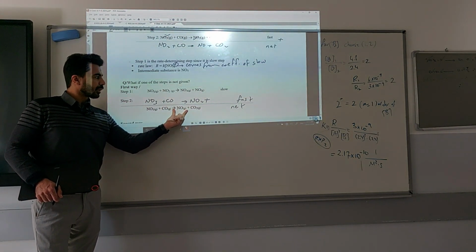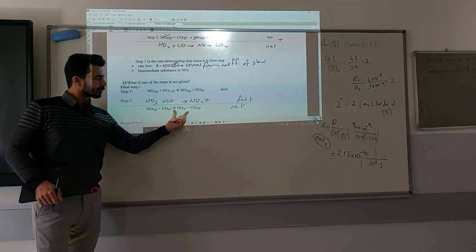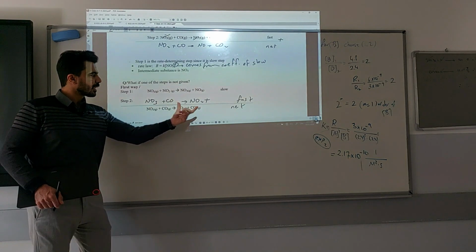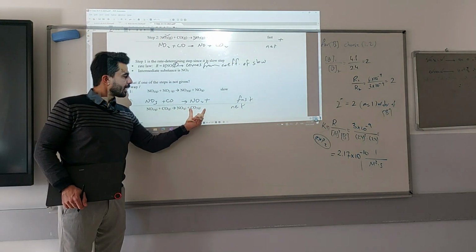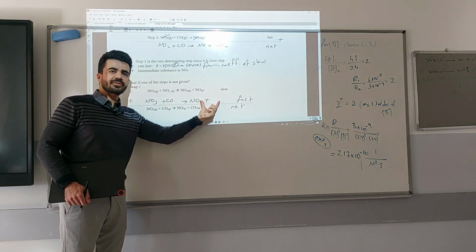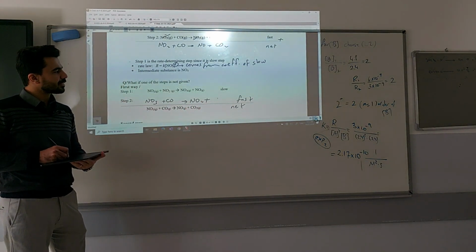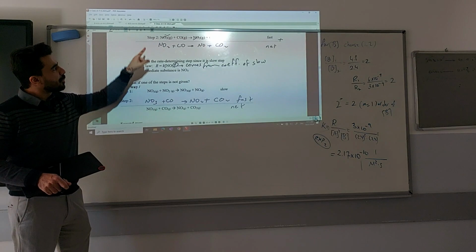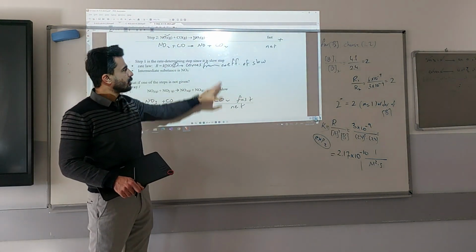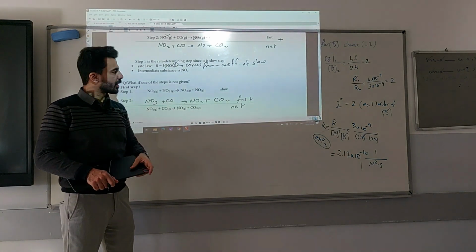Then, what do you have here? NO. Where did this NO come from? From the slow. So it's done, nothing else. Then we have CO2. Did the CO2 come from the slow? No. So it must have come from the fast. Then that's the fast step. Compared to this one, NO3, CO, NO2, and CO2. Okay?